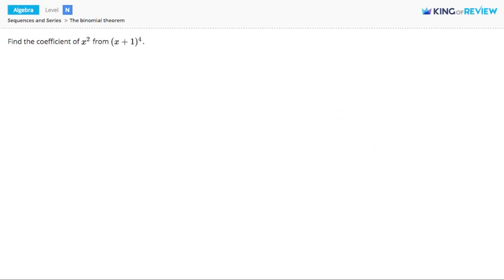Here we have to find the coefficient of the x squared term when we expand (x plus 1) to the fourth. Now we could try to actually write down (x plus 1) to the fourth power, but that would take a lot of work. A shortcut is to use what's called Pascal's triangle.